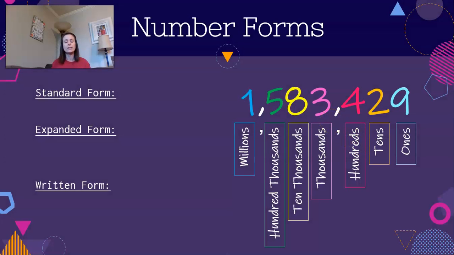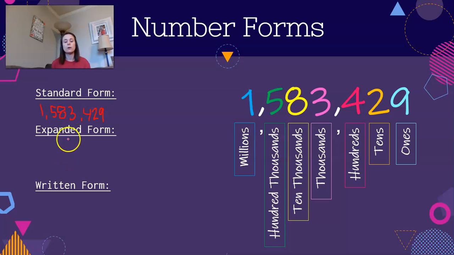Okay, so every time I have a number, it can be given to me or I can write it in standard form, expanded form, and written form. So standard form is just the basic number that you see. So this number, 1,583,429, is already in its standard form. So my standard form here is 1,583,429. It's just the most basic or most standard way that you see a number written.